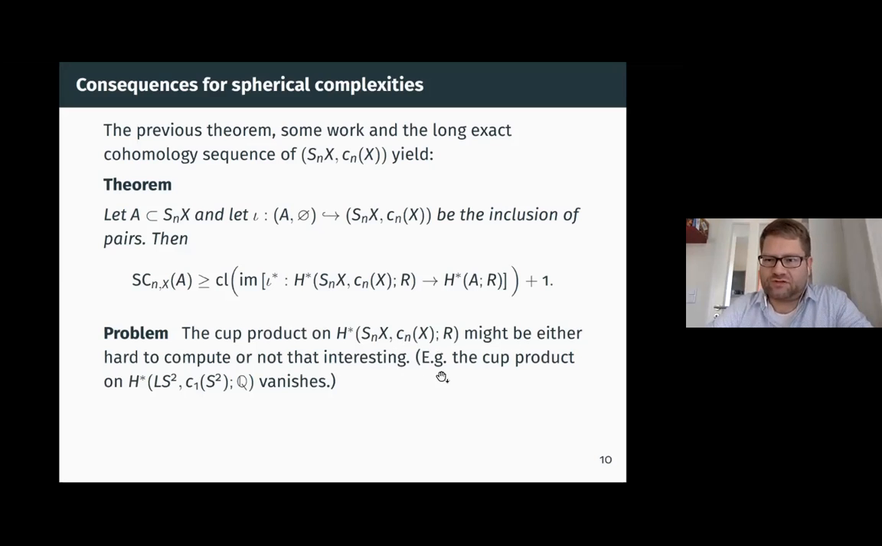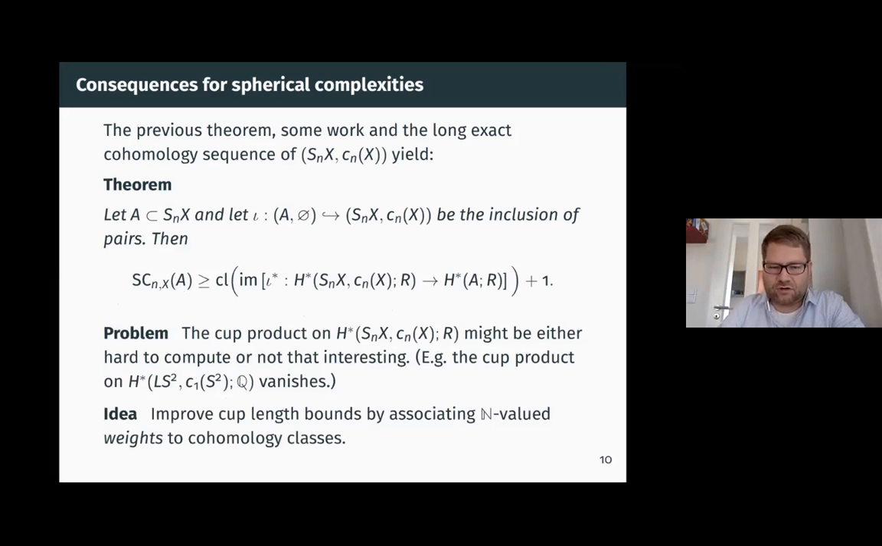I've searched for a simple example, namely it's well known, I don't know who established this first, that in the rational cohomology of the free loop space of S2, so LS2 relative to constant loops, the cup product is just trivial. So in this case, this estimate would be useless to estimate our numbers from below. So we have the problem that while in principle we can use the cup product here, it just might not be useful. So the idea is now to improve these cup length bounds by associating weights to cohomology classes.